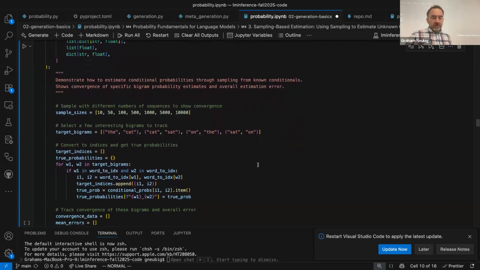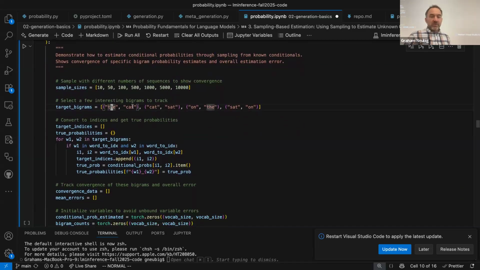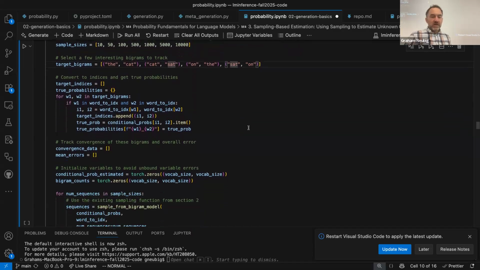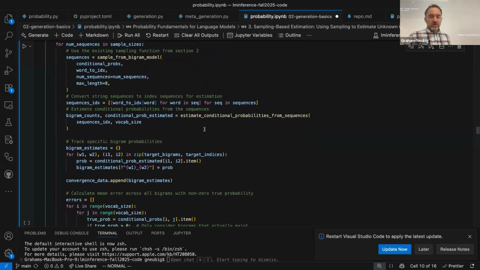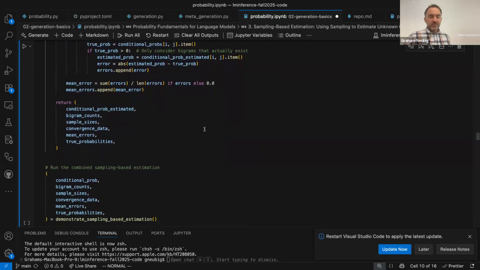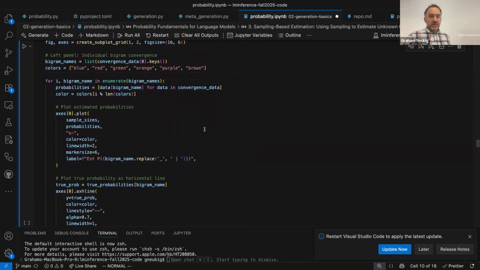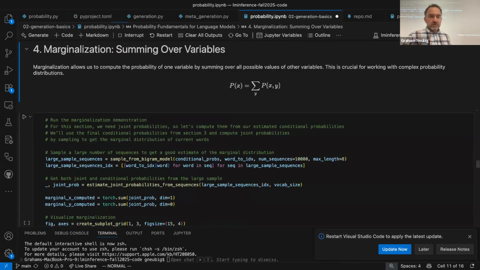So let's do this. We're going to calculate the bigram counts, or the conditional probabilities, for cat given the, sat given cat, the given on, and on given sat. I won't go through all of this code because it's a little bit involved, but let's run this.